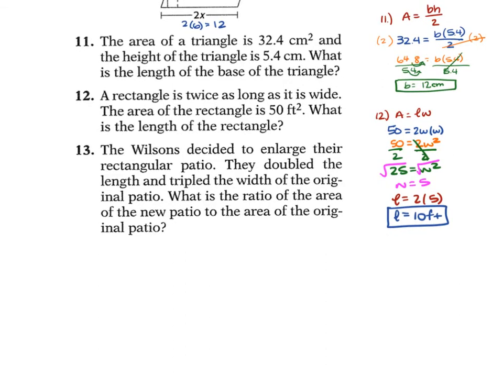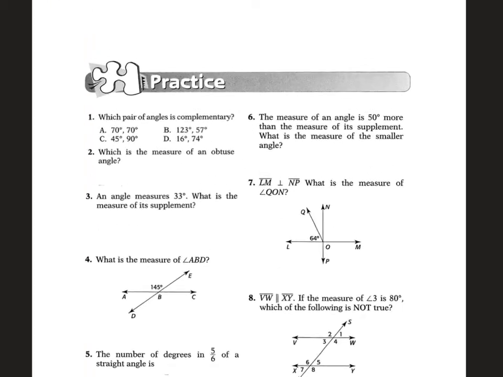For 13, it tells us that the Wilsons decided to enlarge their rectangular patio. They doubled the length and tripled the width of the original patio. What is the ratio of the area of the new patio to the area of the original patio? We are going to skip this one because it does not have what I'm looking for you to know how to do. So we're going to move into your practice.